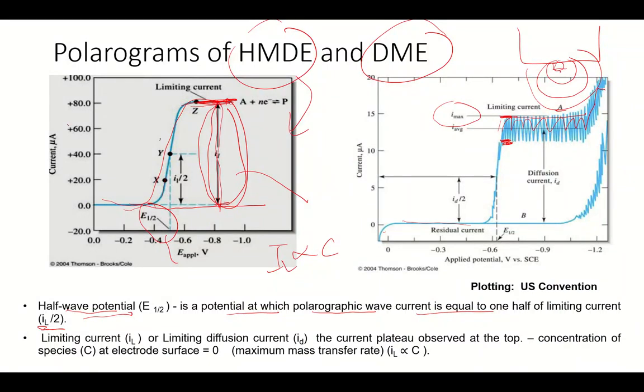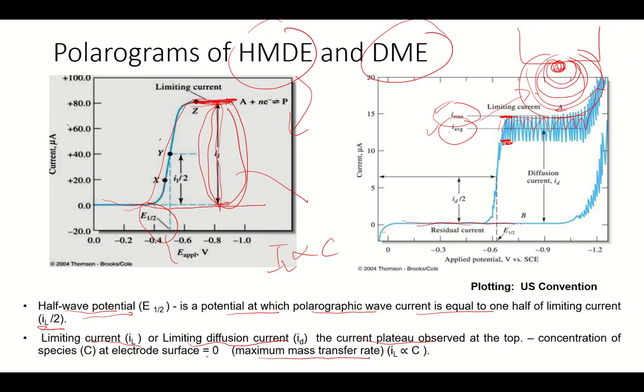For this dropping electrode, because the drop starts small and becomes bigger and bigger, there are two equations. We call it the Ilkovic equation, involving average current and also maximum current. We'll discuss that later in dropping mercury electrode. So the limiting current or limiting diffusion current is the current plateau, the maximum current at the top. The concentration of the unknown species at the electrode surface, on the mercury, is zero. So this is the diffusion current. The mass transport goes to the surface of mercury. That is the maximum current, at the maximum mass transfer rate, where IL is directly proportional to C, the concentration of the unknown.